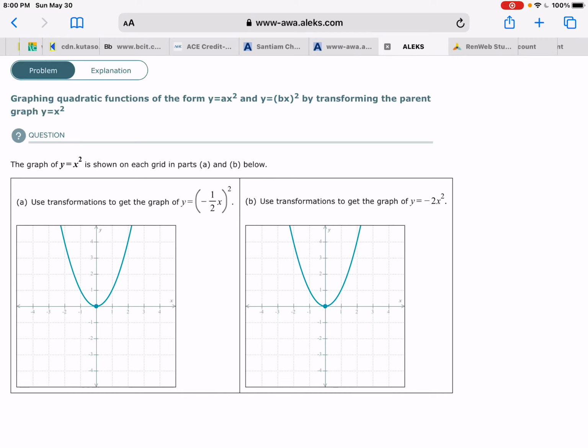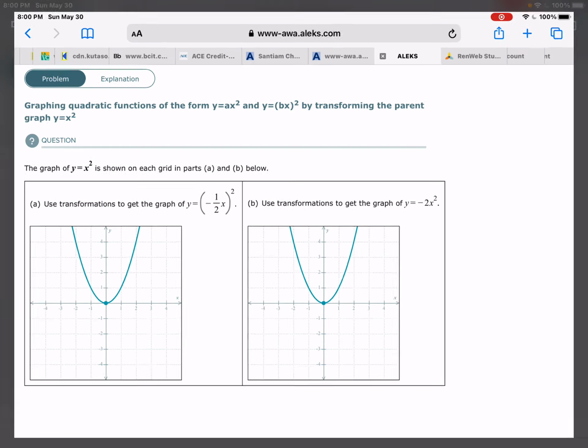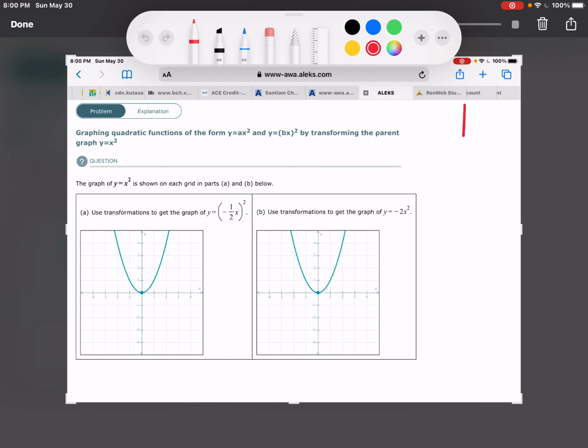Let's talk about graphing quadratic functions and doing some transformations. So the parent graph y equals x squared, we know, is this really basic parabola that sits right at the origin and smiles. And so we're going to be talking about things that alter that.